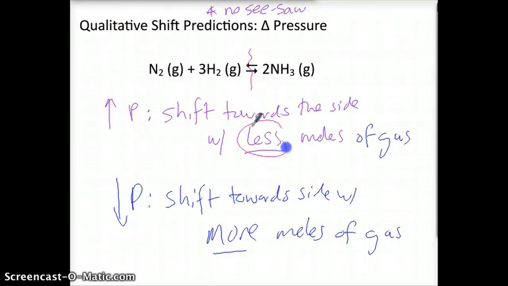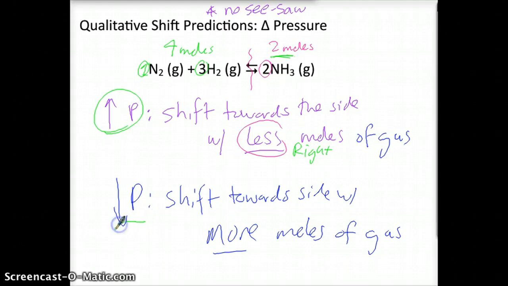So for example, if we increase the pressure of this system, we know that's going to shift to the side with fewer moles. So we have to think about how many moles I have on each side. Where do I get the moles from? The coefficients. So I have 2 moles of product, and I have 3 plus 1, I have 4 moles of reactant. So if I increase the pressure, this reaction would shift to the right, because that's the side with fewer moles. If I decrease the pressure, that would shift this reaction to the left, because that's the side with more moles.